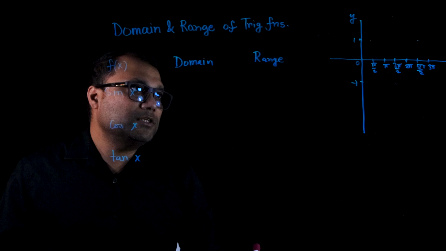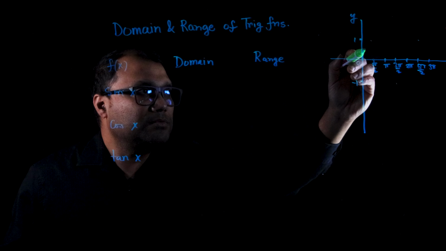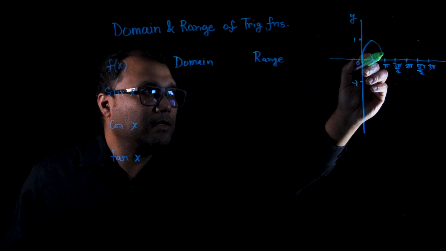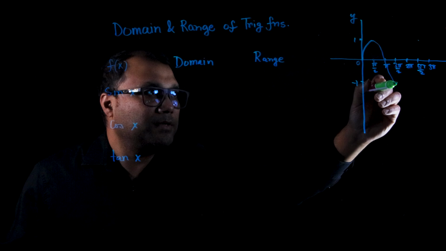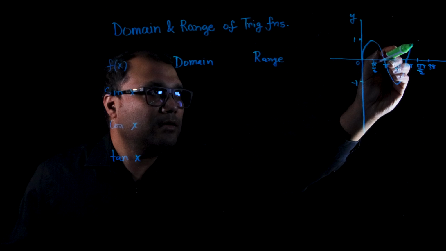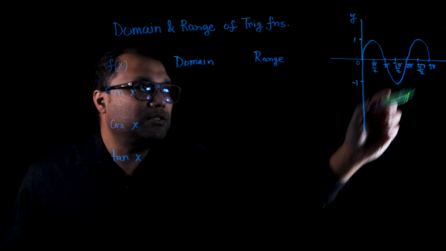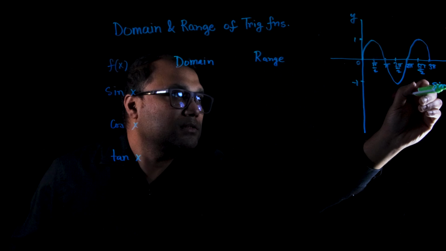So if we plot the function of sin x, it increases from 0 to 1 at pi by 2, then again decreases to 0 at pi, goes down to minus 1 at 3 pi by 2, increases to 0 at 2 pi, goes up to 1 at 5 pi by 2, goes to 0 at 3 pi. Okay, so this is sin x.